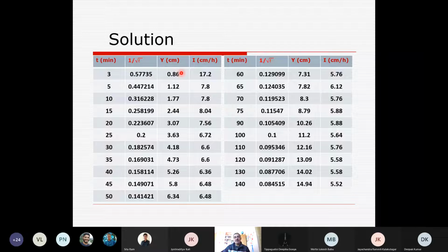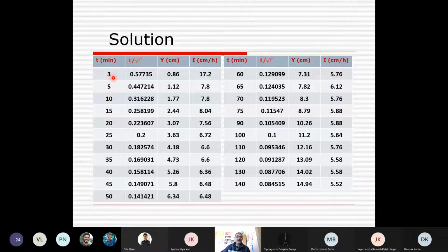So in 3 minutes, it infiltrated 0.86 centimeters. The simple idea to find out infiltration rate is to ask what the condition will be in 60 minutes. So it is coming like this. Then the second observation is at 5 minutes. So it has changed from 3 minutes to 5 minutes.